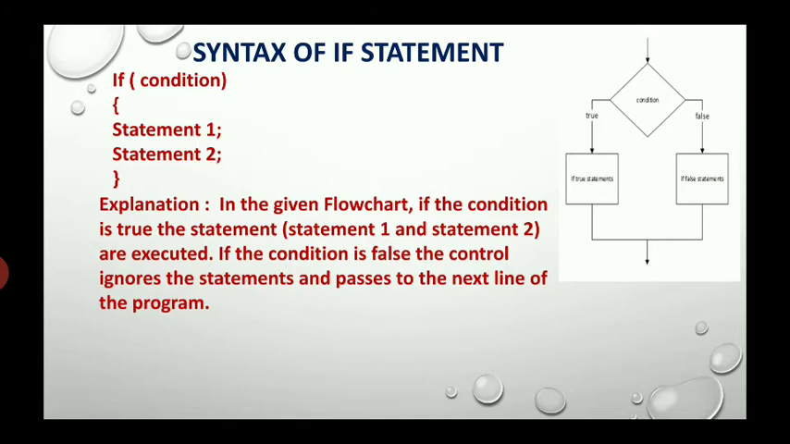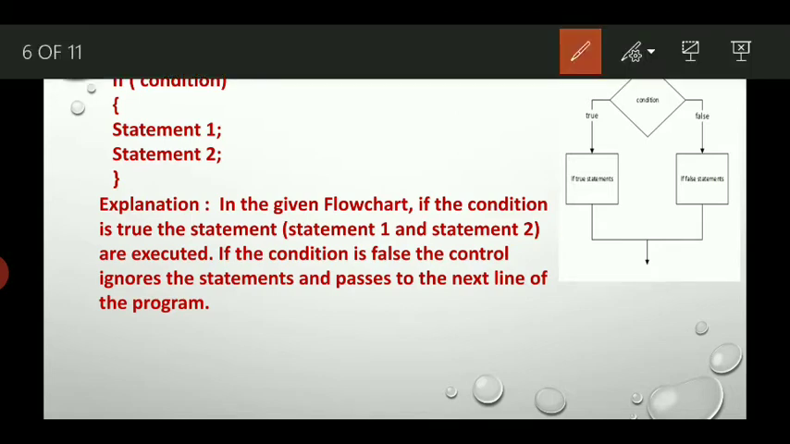Now in the given flowchart, if the condition is true, then statement 1 and statement 2 are executed. That means these two statements will be executed. If the condition is false, the control ignores the statements and passes to the next line of the program. Now there is no next line, so it will stop. So if the condition is satisfied, then statement 1 and statement 2 will be displayed.